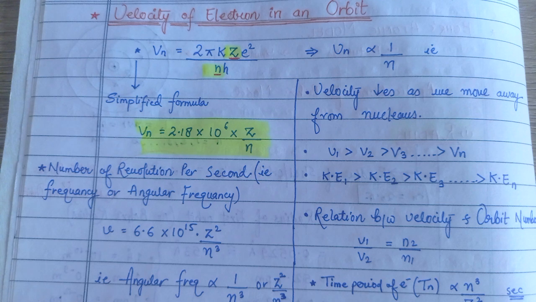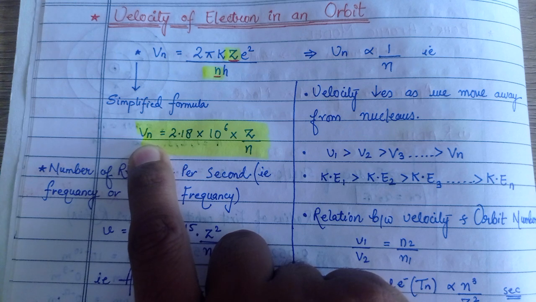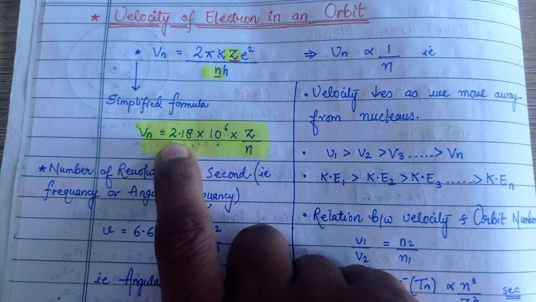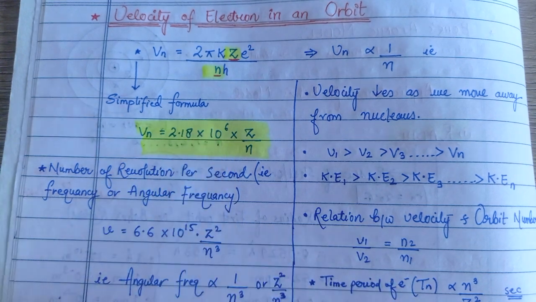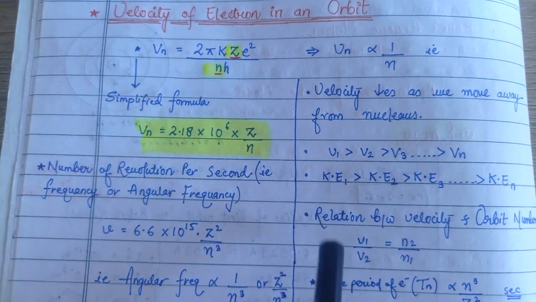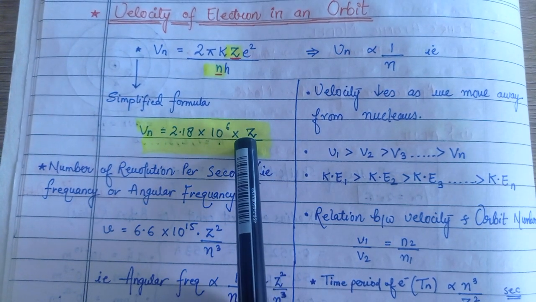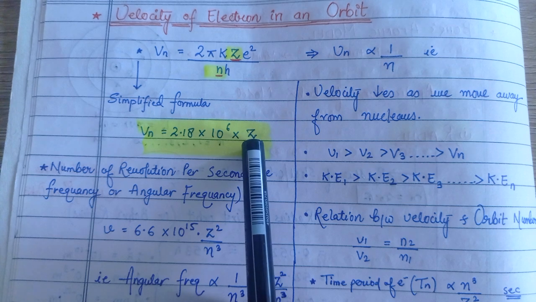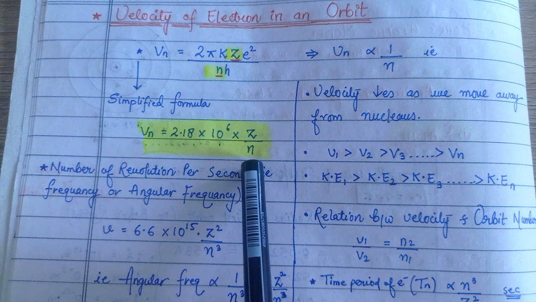I put all the values of these constants, and finally what I get is velocity of electron in the nth orbit is equal to 2.18 × 10^6 × Z/n, where Z is the atomic number. If it is a hydrogen-like species, you have to put the atomic number. If it is only hydrogen, then we put 1 here, because the atomic number of hydrogen is 1. And n is the orbit number. If it is the first orbit, you put 1. If it is the second orbit, you put 2, and so on.